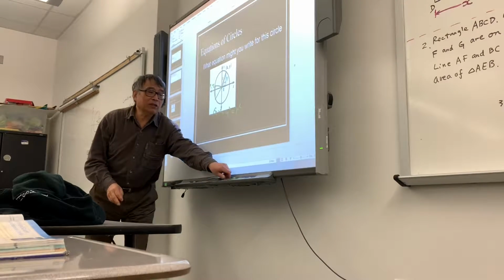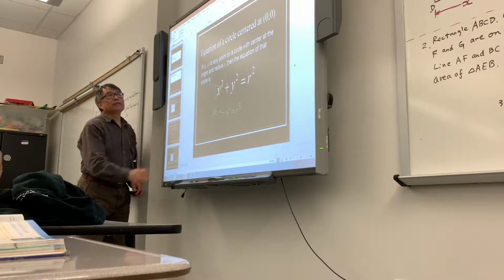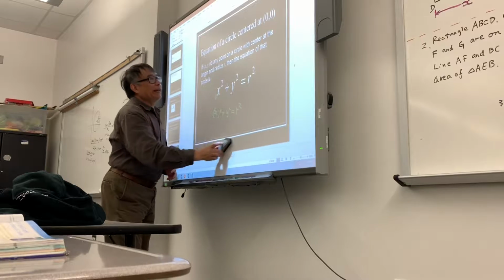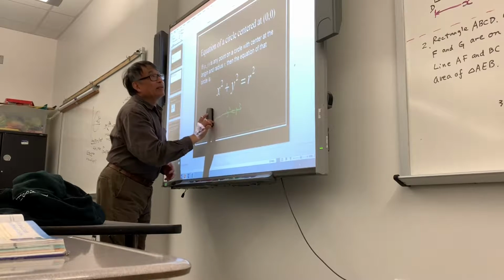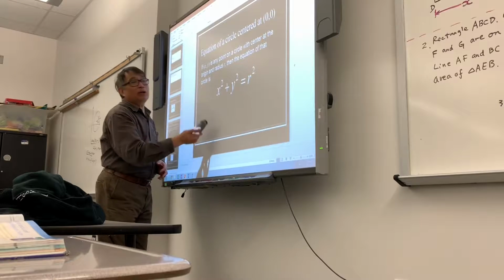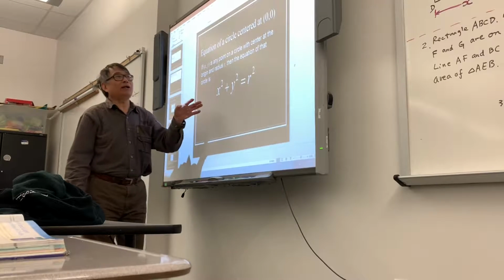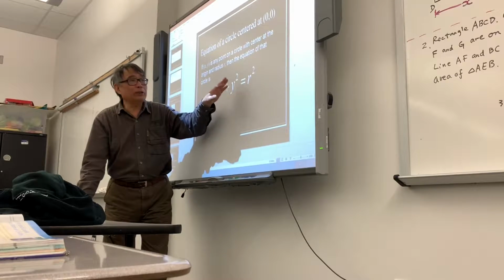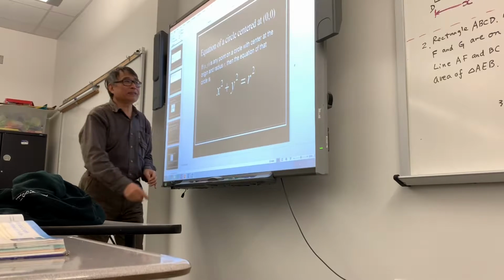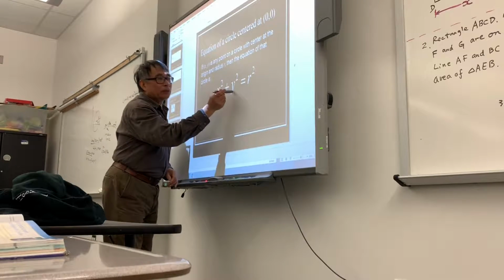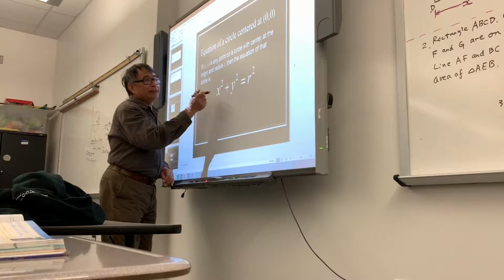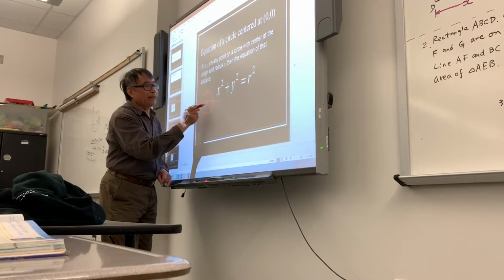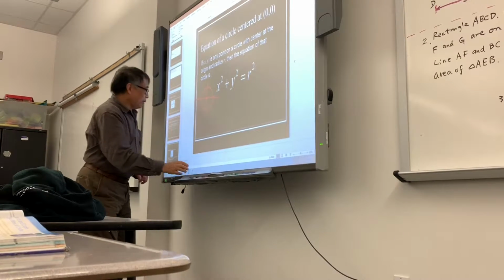So for the equation of a circle, we have two formulas. The first one is a special case: if (x, y) is any point on a circle with center at the origin and radius r, the equation for that circle is x squared plus y squared equals r squared. We already discussed it. The point can be any point on the circle, but be careful, the center is located at the origin.